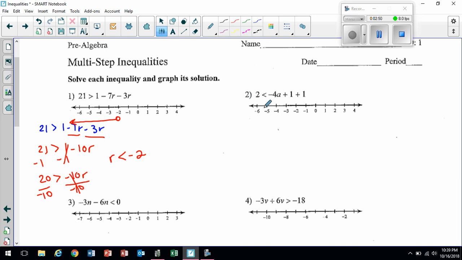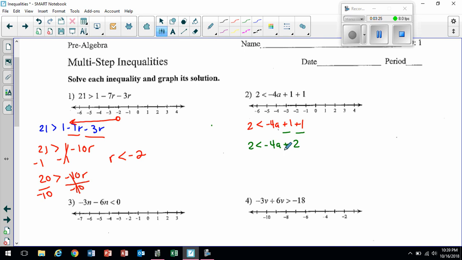I'll do number 2 with you. Looking at this equation, I'm going to rewrite it right here. 2 is less than a negative 4a plus 1 plus 1. So the very first thing that we can do is we're going to be looking to combine like terms. We can combine this, we can combine that, okay? So that means that it's going to give us 2 is less than a negative 4a plus, adding these together gives me 2. What do I do next?